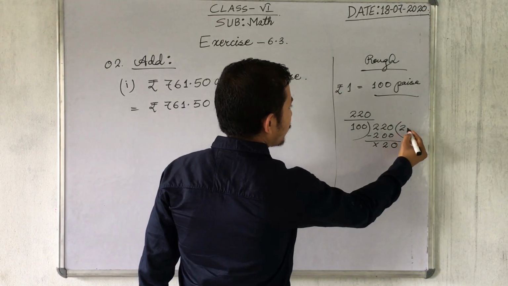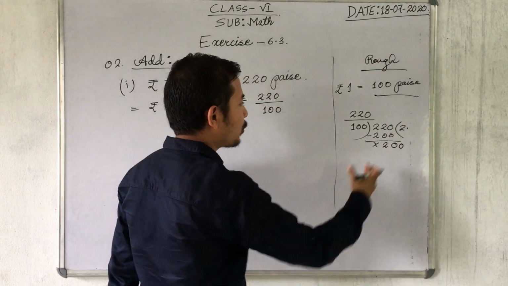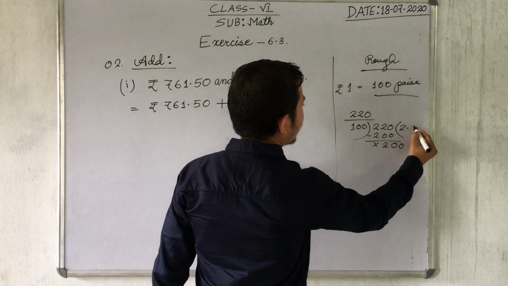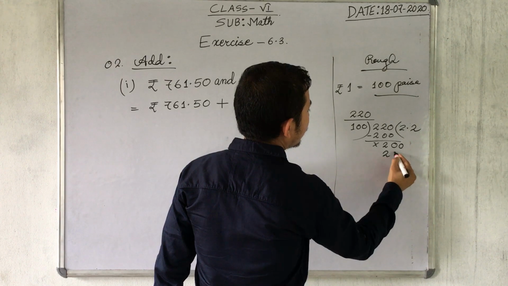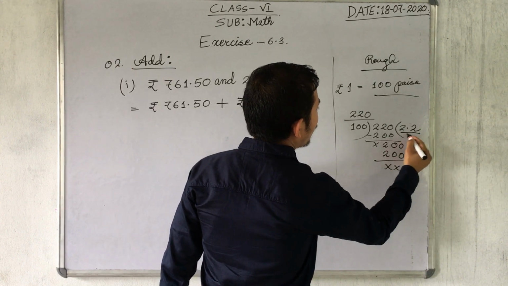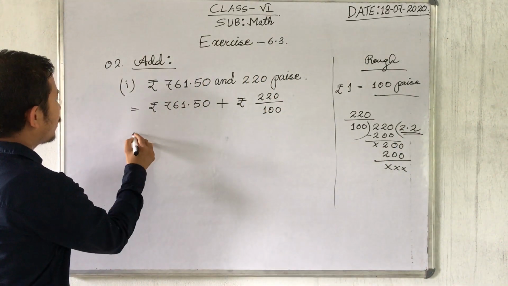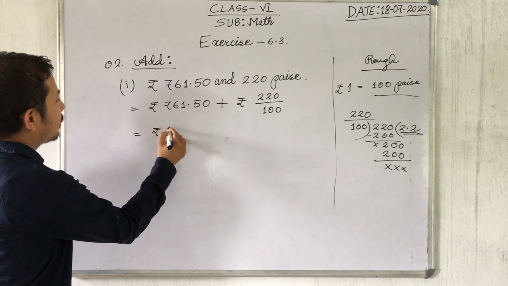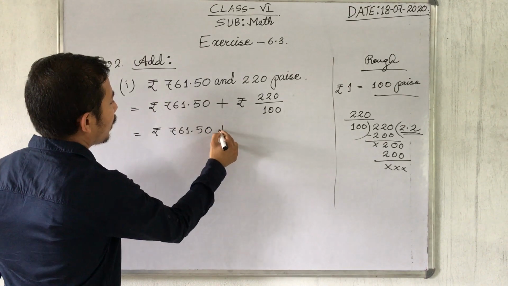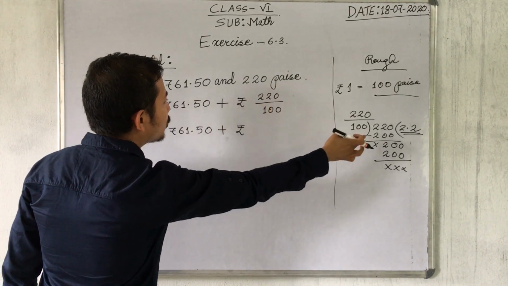Okay. Now after putting a decimal point, we can put 1 0 behind 20. After putting 1 0 behind 20, it will be 200. Now 2 times 100 is 200. So this way we have got 2.2 rupees as the quotient. So now we can write this way, rupees 761.50 plus, now we can say 220 paise, that means it is 2.2.